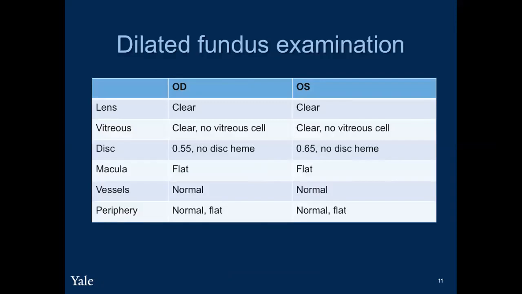His fundus exam was unremarkable in both eyes. He did have a slightly larger cup-to-disc ratio in the left eye of about 0.65 compared to the right eye, which was about 0.55, with no disc hemorrhage in either eye.